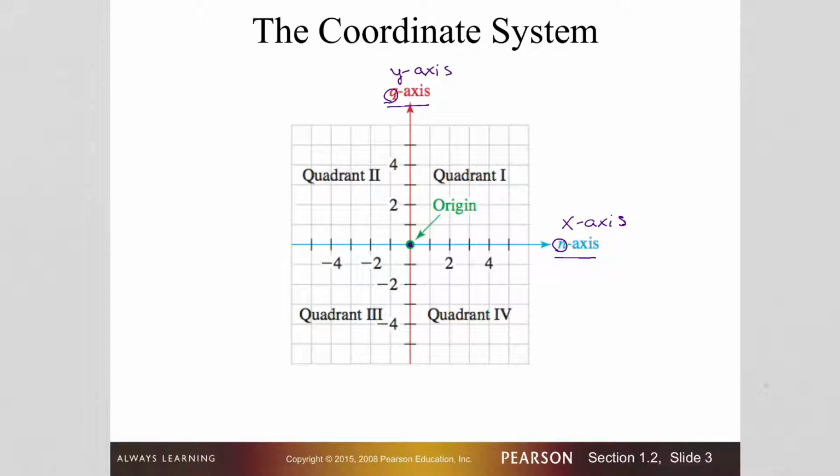It's still in the center. Quadrant 1 is up here, upper right. Quadrant 2, upper left. Quadrant 3, lower left. And quadrant 4, lower right. Those are pretty important pieces for you guys to know.